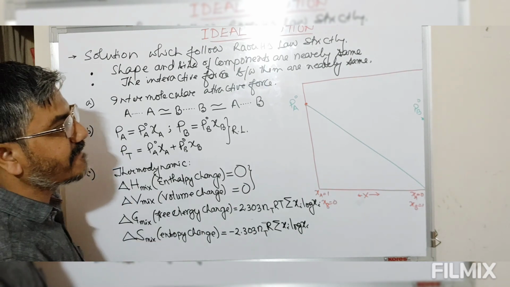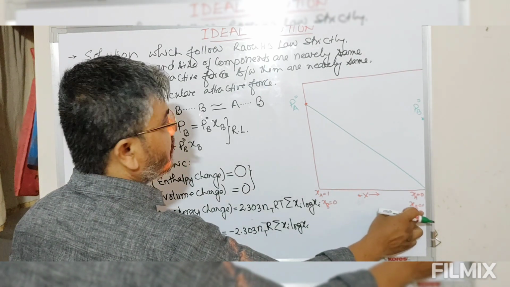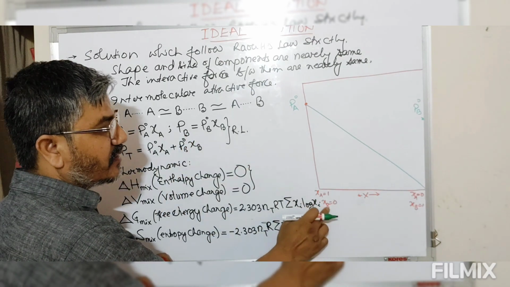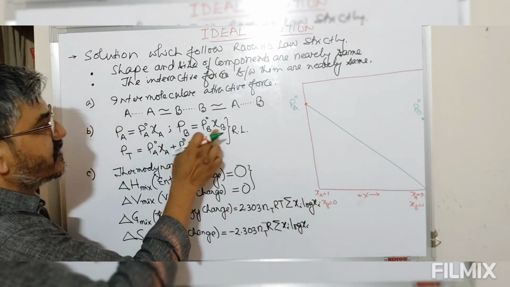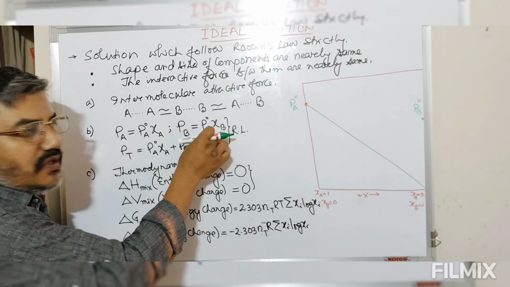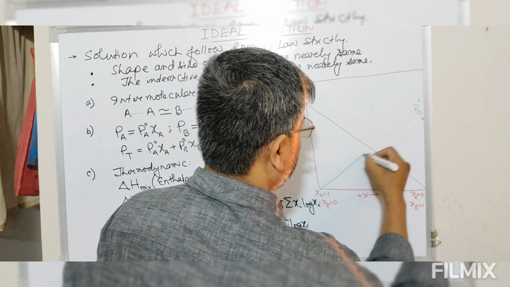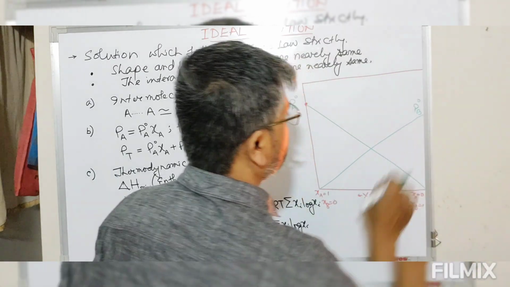On the other hand, look at this. Now look at this, mole fraction of B is 1 here. So we have PB is equal to PB naught. At this particular point mole fraction of B is 0. So if mole fraction of B is 0, PB is equal to 0. So this is the variation of PB.